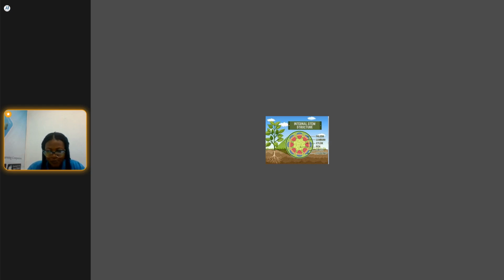So the first layer, as you can see downward, is the epidermis. This is the first layer. So what is the function of the epidermis? Just like I explained earlier, the epidermis in the stem is the outer protective layer.